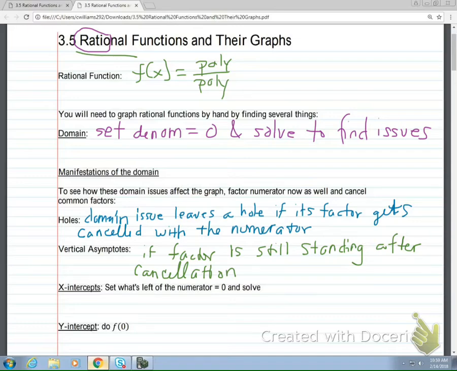The other thing they will ask you to do is also find a y-intercept. But that rule is not new. You've been doing that with the quadratics and the polynomials.